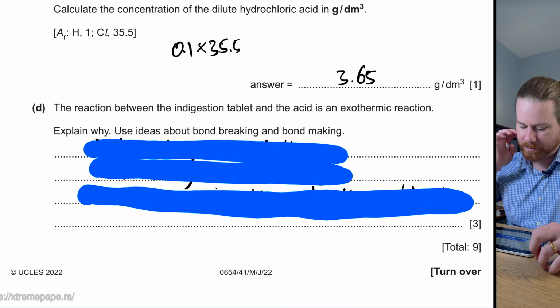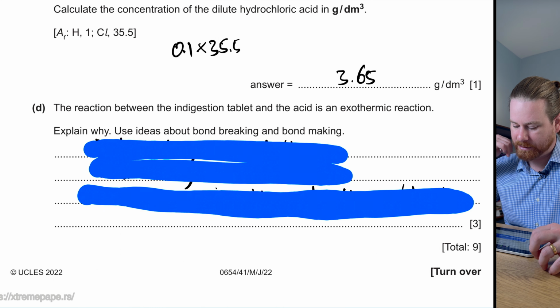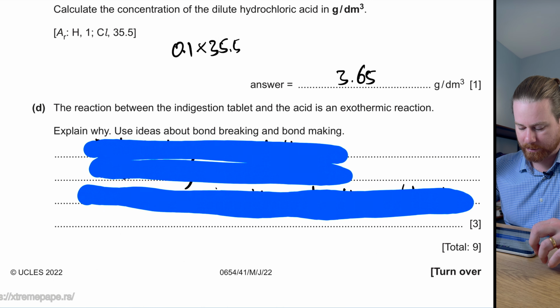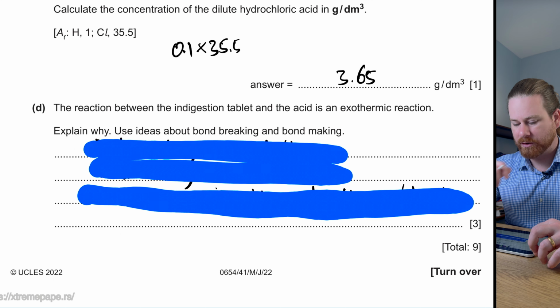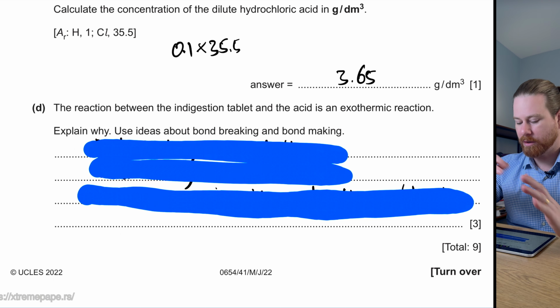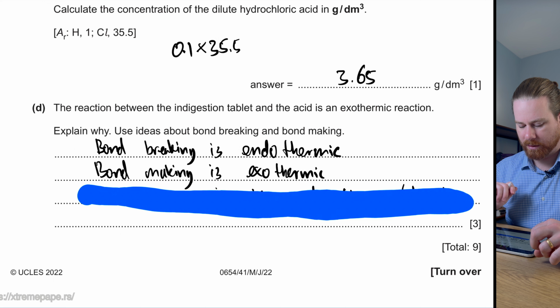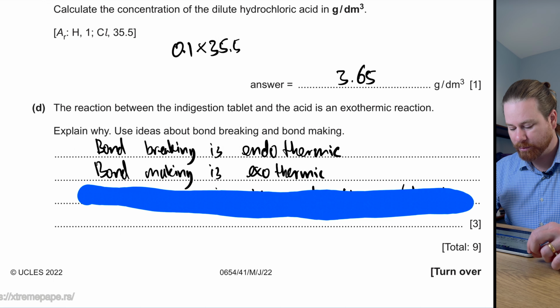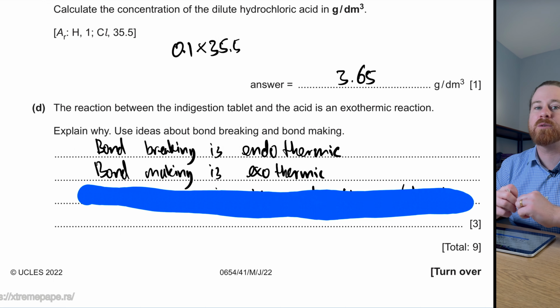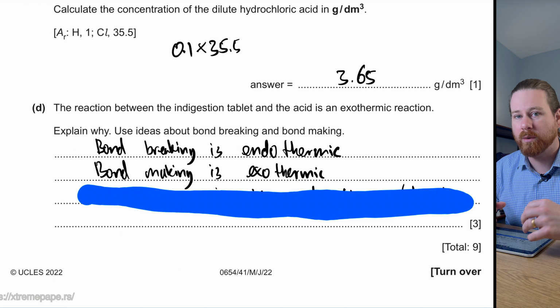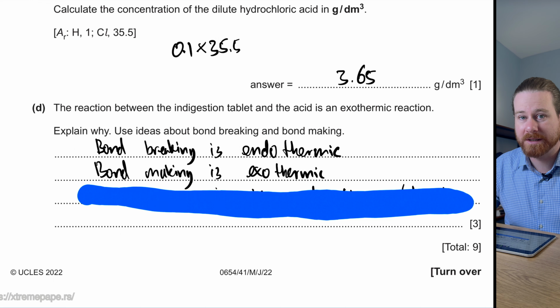On to D. So the reaction between the indigestion tablet and the acid is an exothermic reaction. Use ideas about bond breaking and bond making to explain this. So if you can't quite remember about bond making and bond breaking, this might be a bit tricky. But we have the first part of the answer here. So bond breaking is always endothermic. So to break bonds, that always requires energy. Doesn't matter what the bond is.